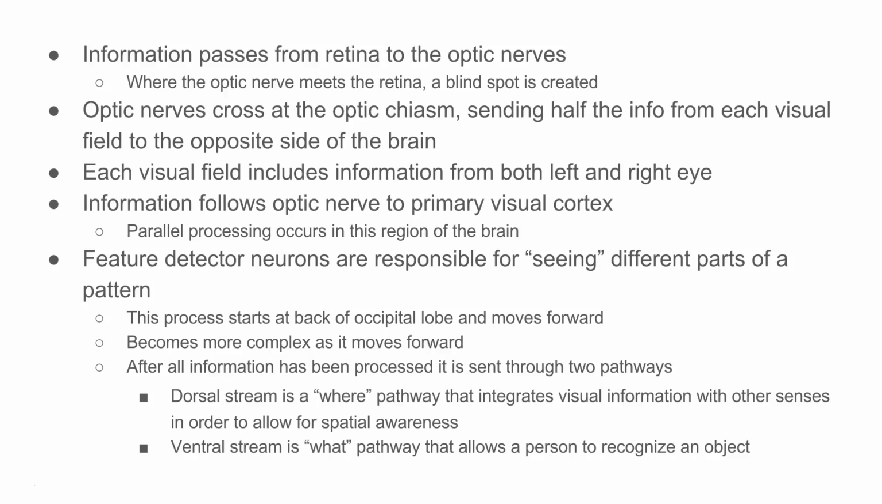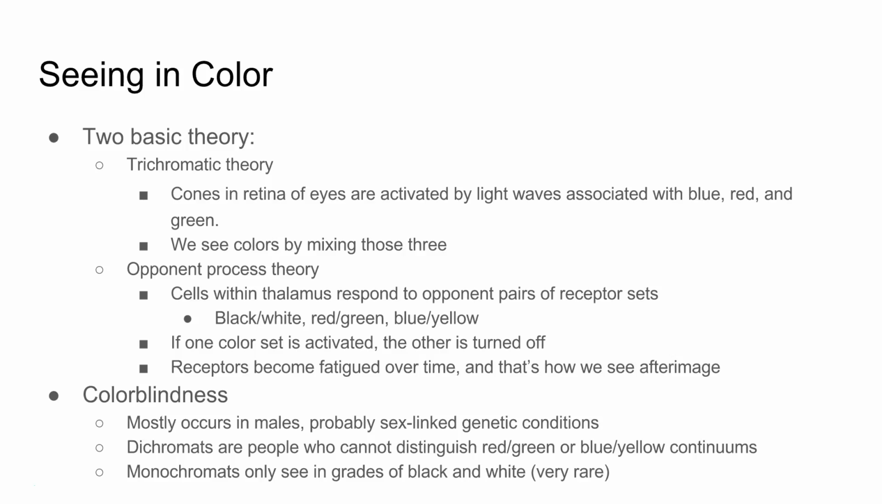And all of this is happening essentially immediately, in milliseconds. So that is the process by which we see. And then one of the other things that we need to talk about is this idea of seeing in color, which is kind of a bizarre thing, because once you start thinking about things like color and shapes and depth, it starts to get a little bit weird in your own head. But essentially there are two theories.